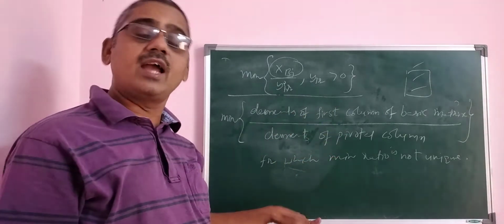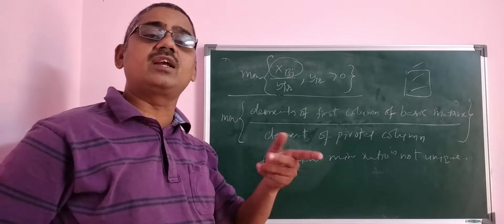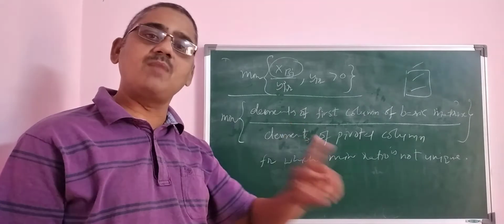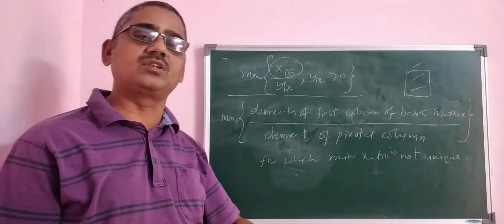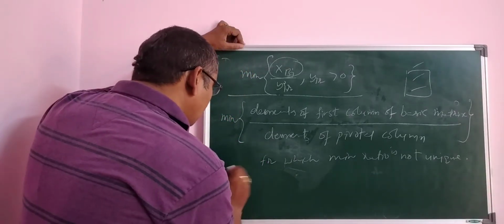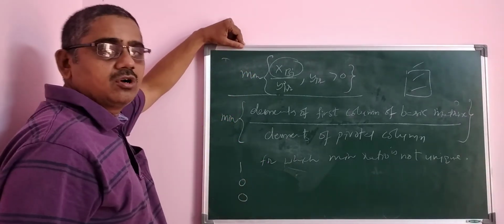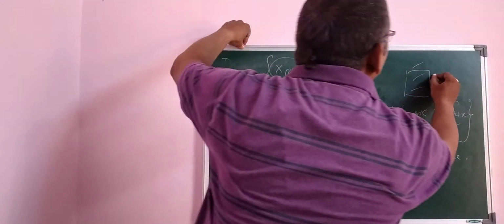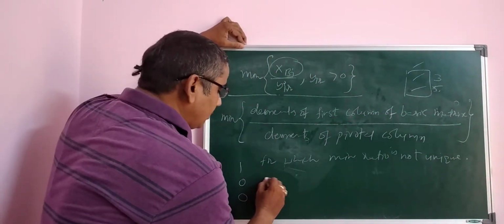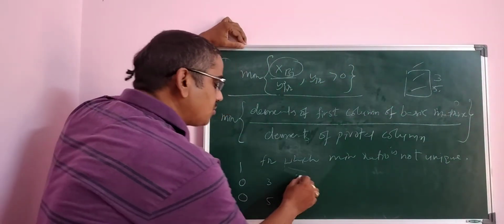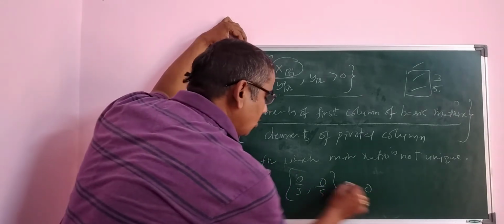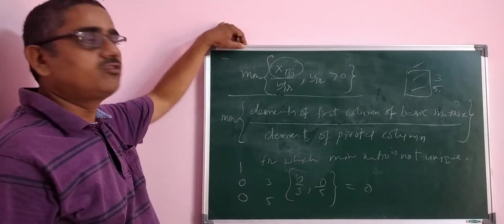If it is again not unique, that is, the problem is not resolved, the same minimum ratio is getting for two elements. For example, you consider the column 1, 0, 0. These are the two elements 3 and 5. So 0 by 3 and 0 by 5, again the minimum ratio is the same, 0 here as well as here. So it was not resolved.